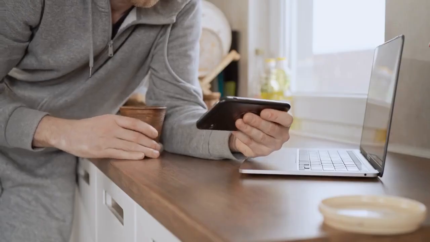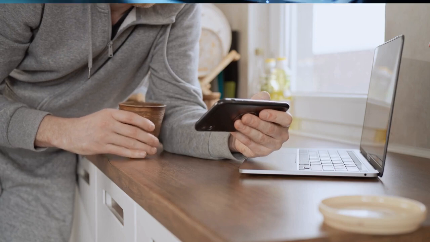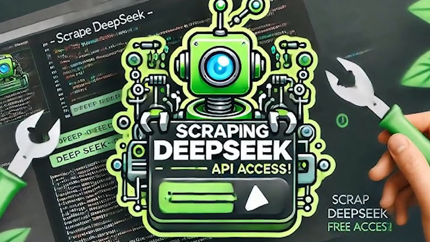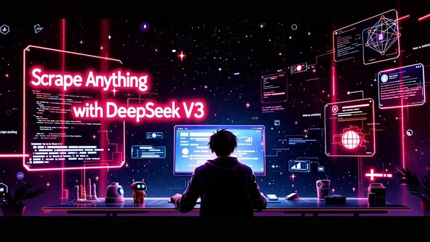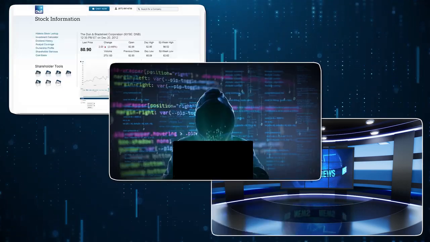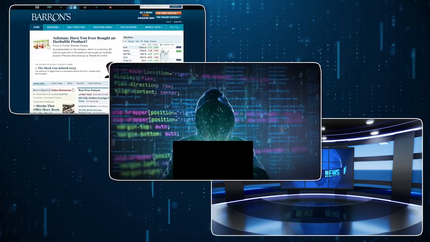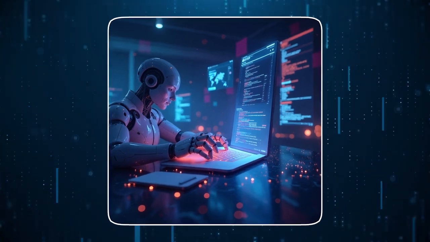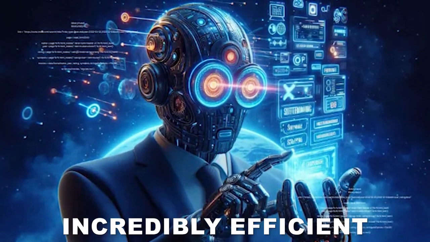Number 7. Perform real-time data scraping. At number 7, we have one of the most useful features for anyone who works with live data: real-time data scraping. Imagine being able to gather up-to-the-minute data from multiple sources, whether it's from websites, news feeds, or even online databases, all in real time. DeepSeek makes this process not just easy, but also incredibly efficient.